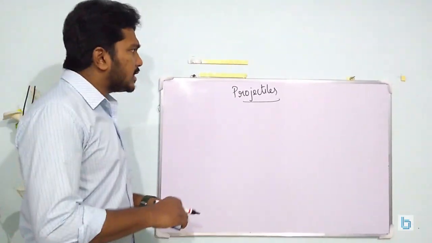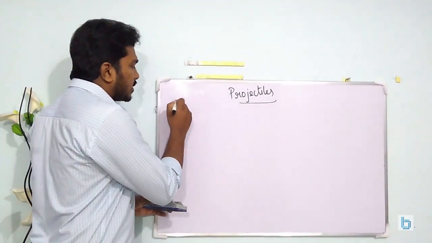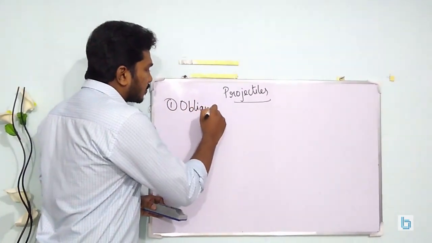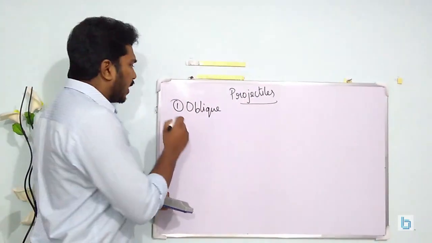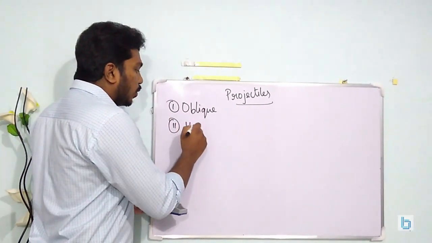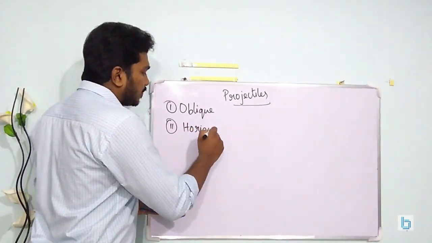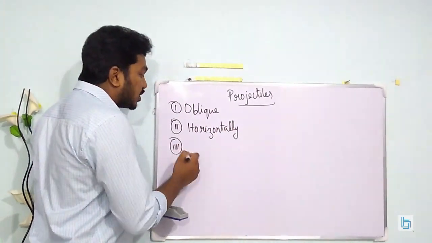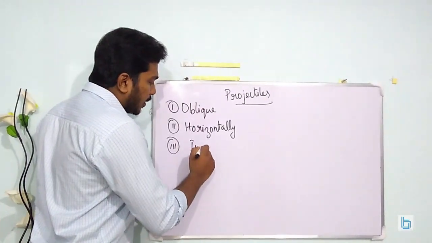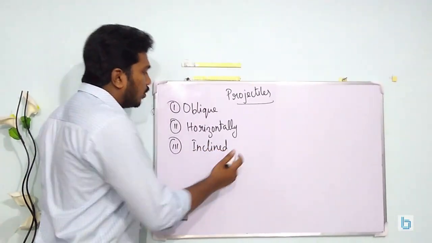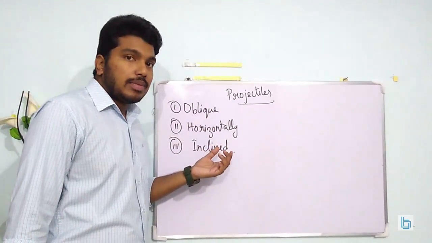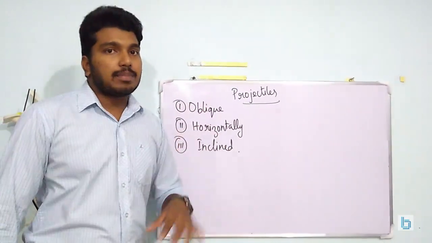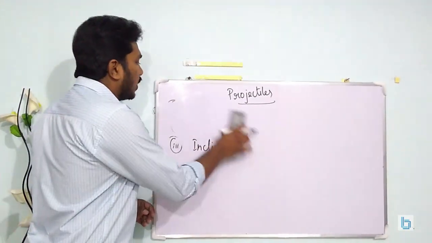There are three types of projectiles. One, we call it an oblique projectile, or ground to ground projectile. The second one is a horizontally launched projectile. And the third one is a projectile launched on an inclined plane. So the first is an oblique projectile, then a horizontally launched projectile, then a projectile launched on an inclined plane. Okay, so let's see them one by one in detail.